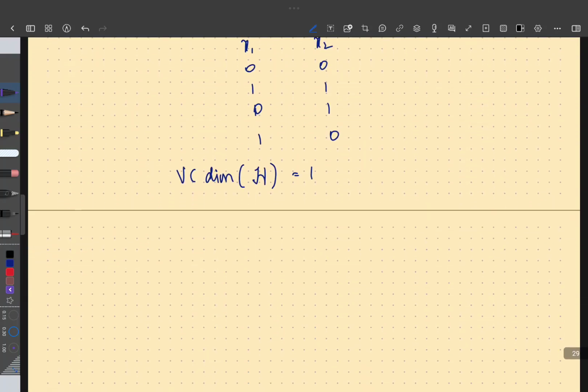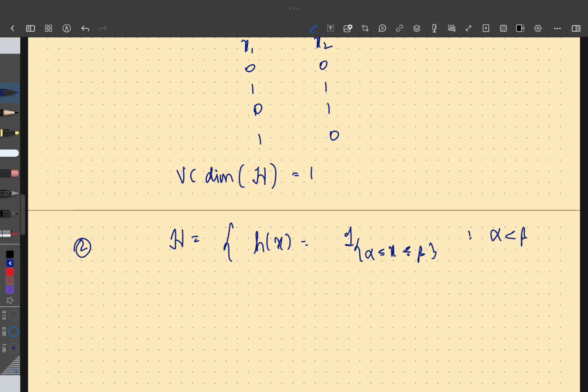So just to think along similar lines, here's another exercise. Just consider the set of all functions. Again, the same domain set, h of x. Suppose I have two thresholds. That is, it's equal to 1 if x is, let's say, greater than or equal to alpha but less than or equal to beta. What would the VC dimension be?